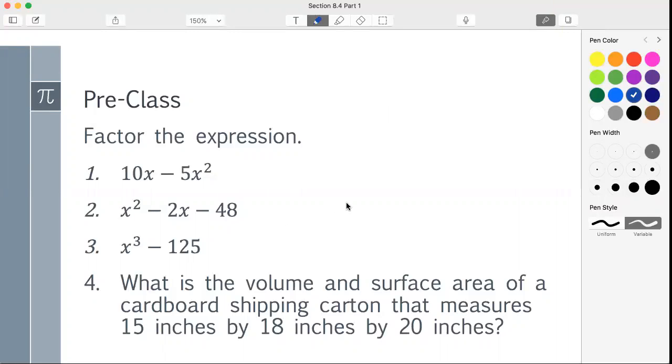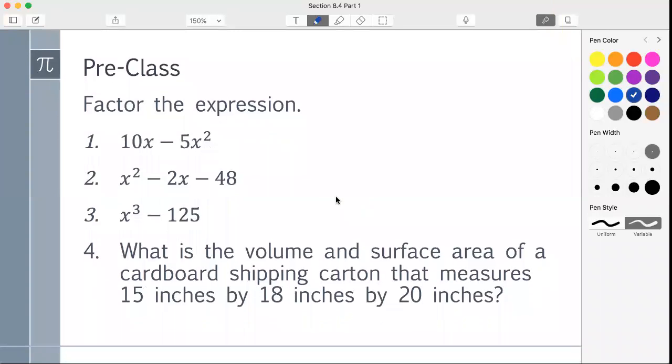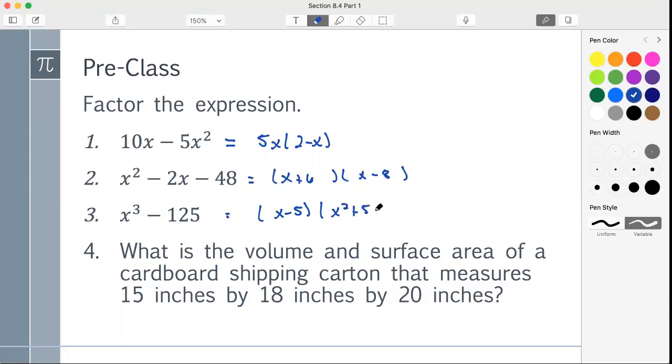All right, so pre-class, numbers 1, 2, 3, and 4. For numbers 1, 2, and 3, you just need to factor the expression. So factoring number 1, you should have got 5x times (2 minus x). So that's called GCF factoring. Number 2, I use guess and check method here. So I got (x plus 6) times (x minus 8). And then number 3, this was a difference of cubes, so you have to remember the formula. You might want to look that up. (x minus 5) times (x squared plus 5x plus 25).